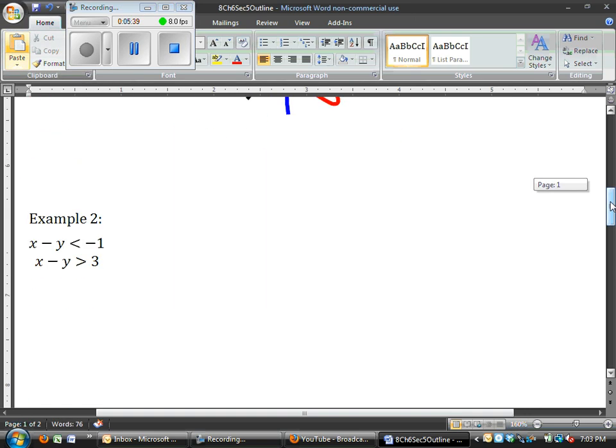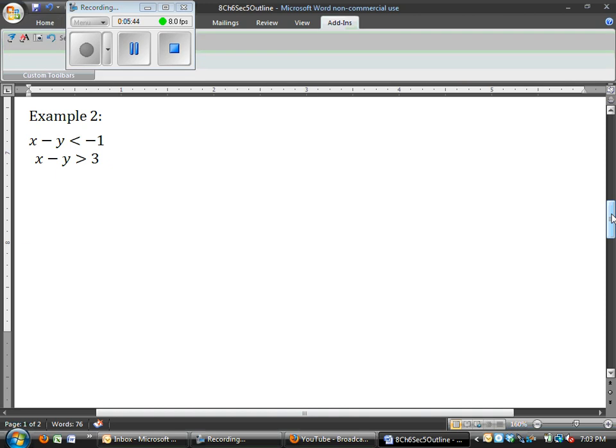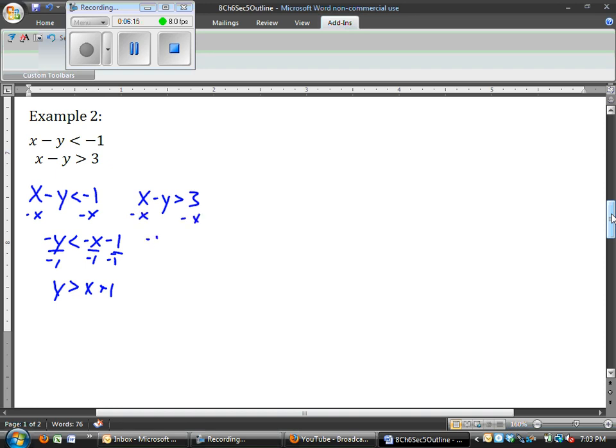Down in example 2, I need to solve for y first. I need my slope-intercept form for both of the equations. So if I start with x minus y is less than -1, I solve for y by subtracting x. Then I need to divide by -1, and we're dividing by a negative, so you must flip the sign and get positive x plus 1. So there's an equation. Then I have x minus y is greater than 3. Again, subtract x. Negative y is greater than negative x plus 3.